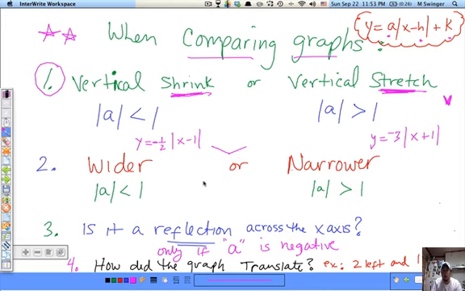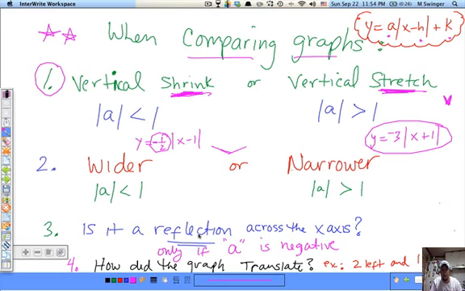Next one, is it wider or narrower? That's the easier one to get. Oh, this one looks wider than the parent. So that's still, when the absolute value of A is less than 1, it is wider. So this absolute value of A is less than 1. You would say it's wider, and it's a vertical shrink. Those 2 things so far. Okay? Narrower, this equation, you'd look at that and say, okay, that would be narrower than the parent because absolute value of A is greater than 1.